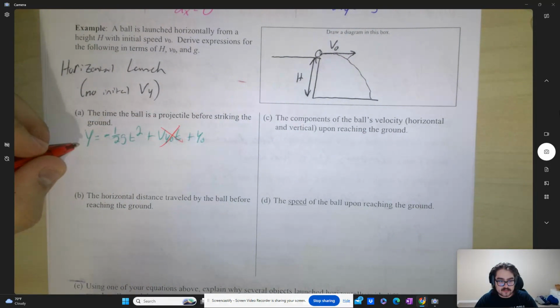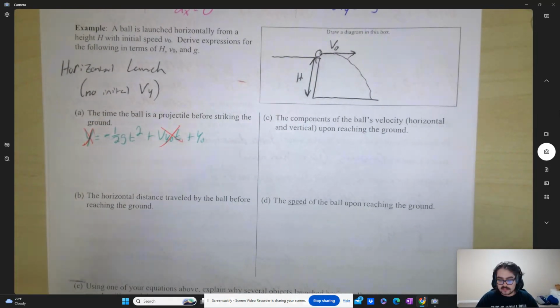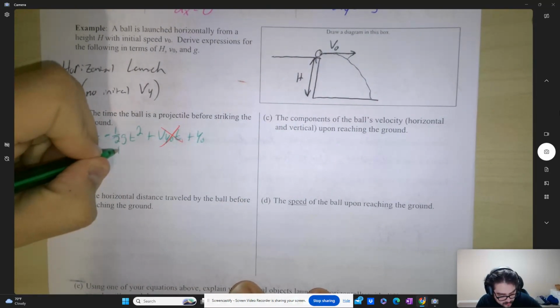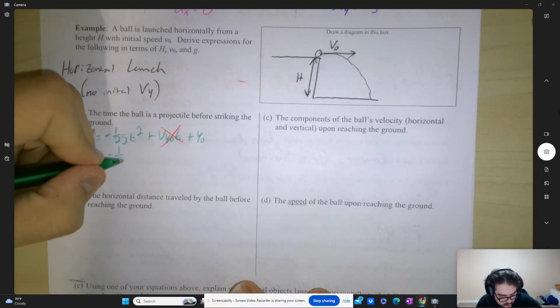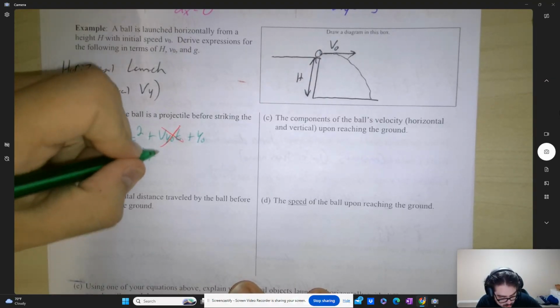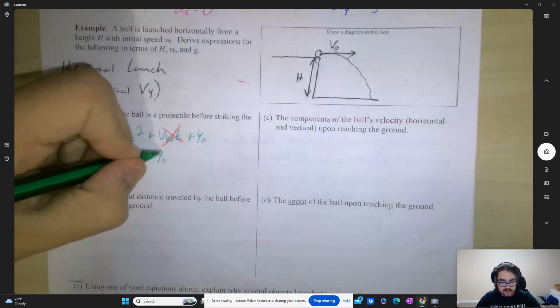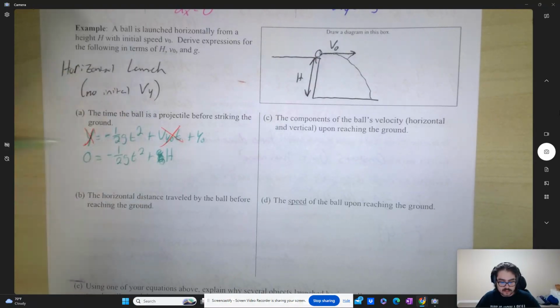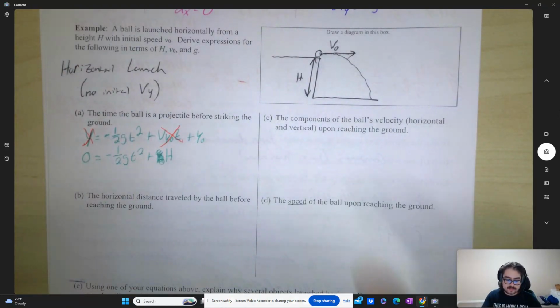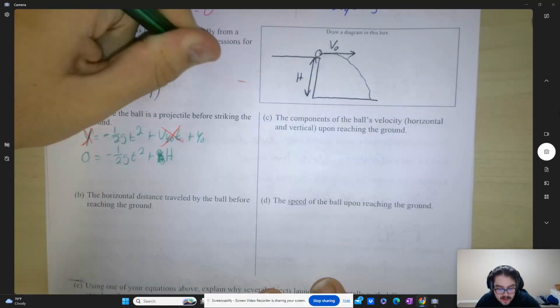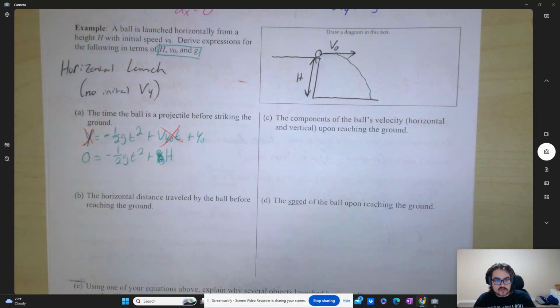Also, our final height is 0, so that y term goes away. When I rewrite this, I get 0 equals negative 1/2 g t squared plus y naught. I'm going to rewrite y naught as h, because we're given the height h and we want to derive it in terms of these things. If I used y naught, I wouldn't get credit for that.